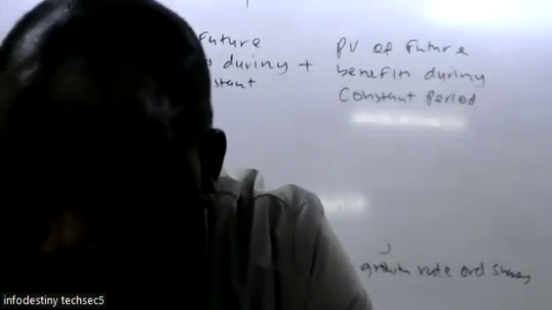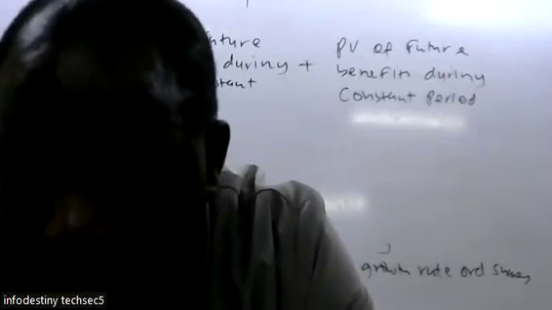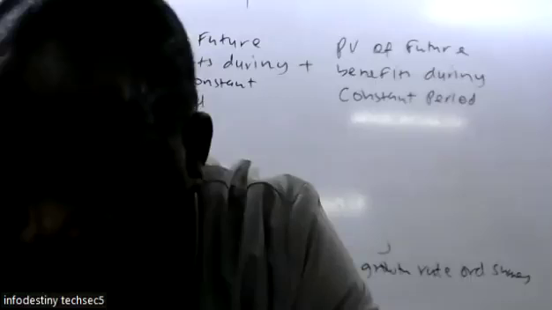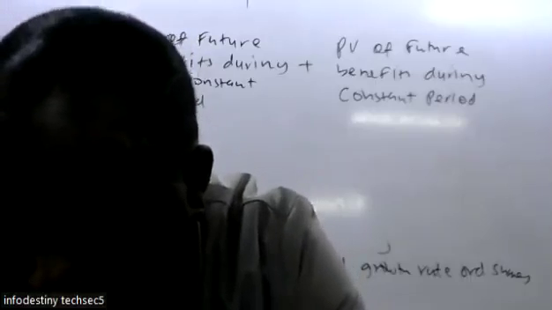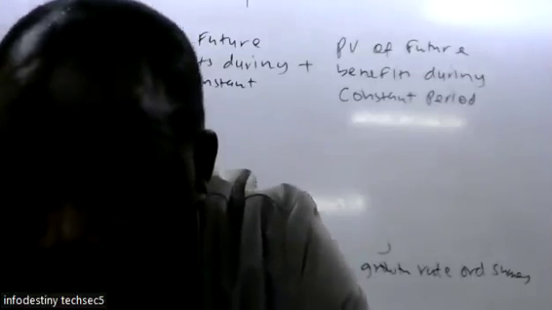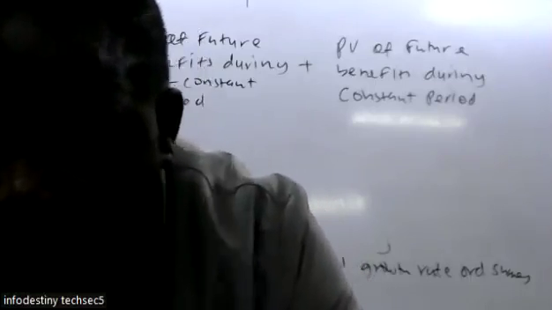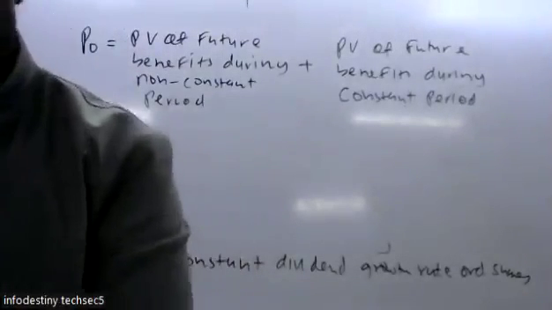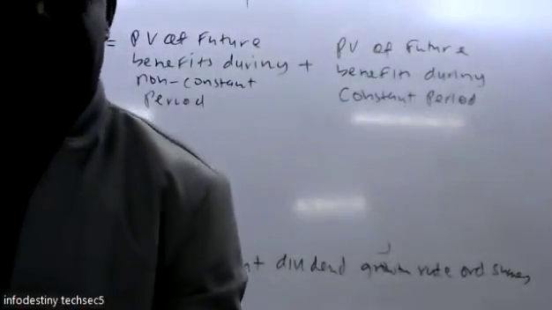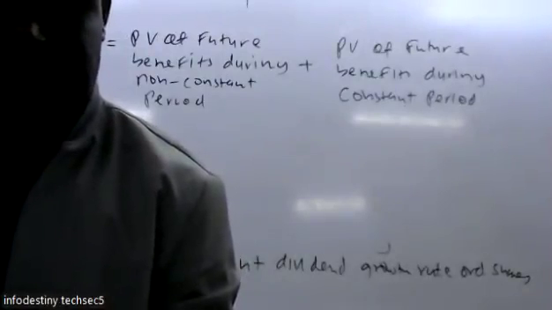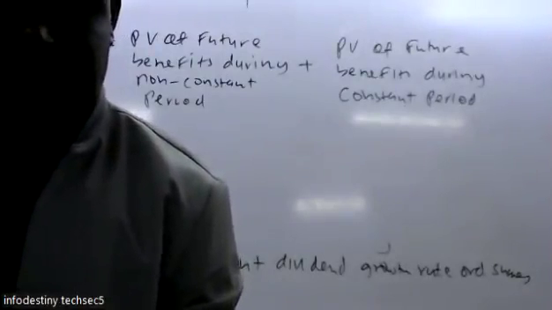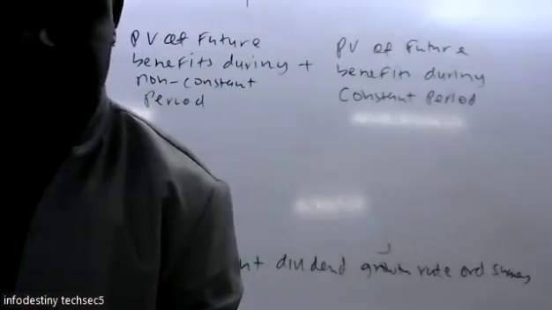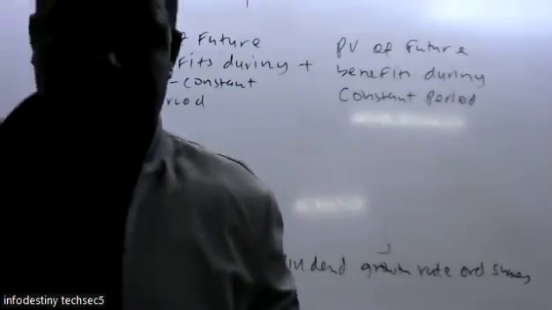Then B will be the change in the share price. Then C will be the change in the risk. So let us start with the change in the growth rate.